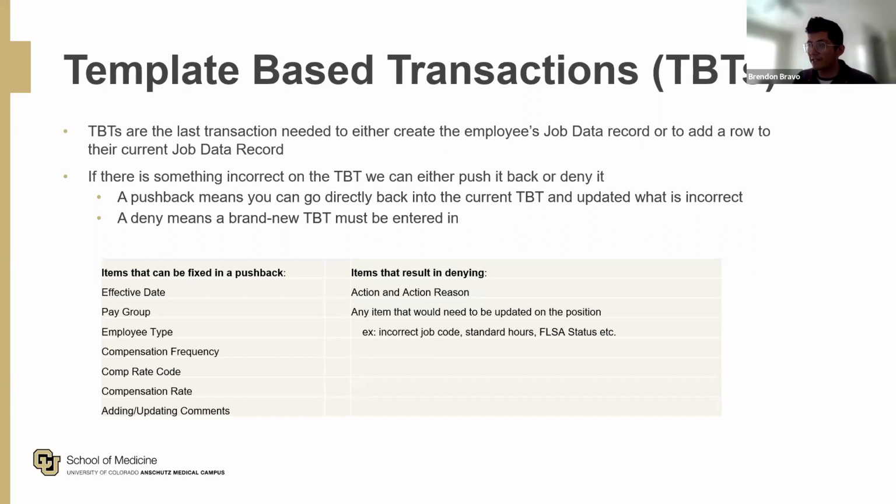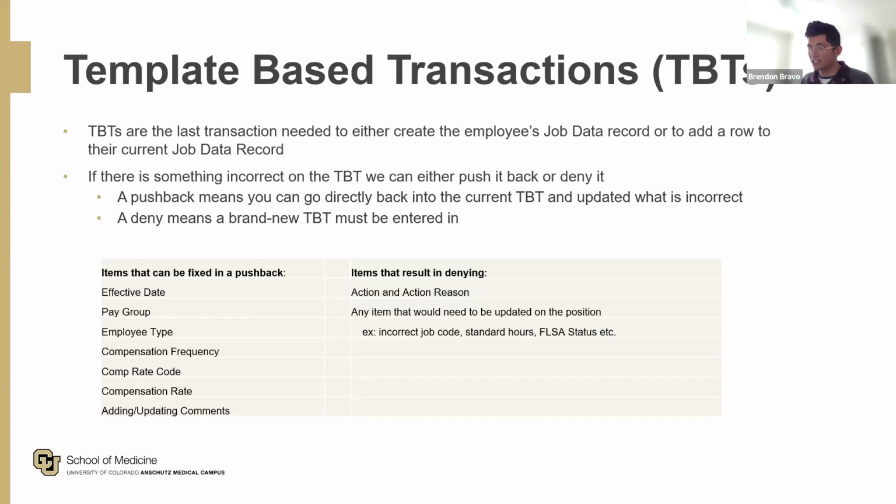If something results in denying, it's because the action or action reason is wrong, and any item that needs to be updated on the position would need to be denied. So usually when we see something wrong that needs to be denied, in our comments, we'll put what you need to fix and to wait for a certain approval before you can enter in a new TBT.